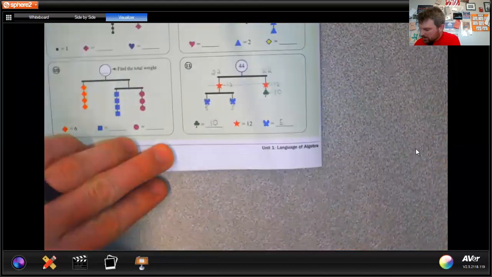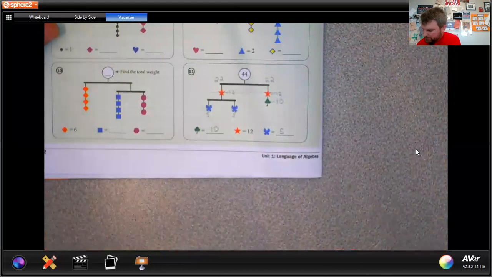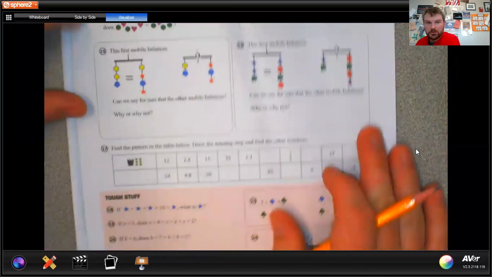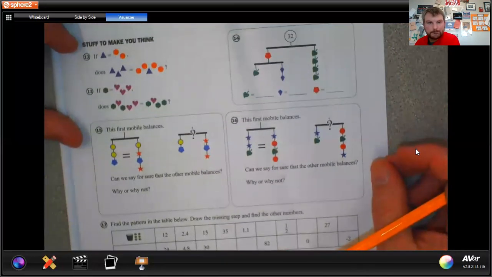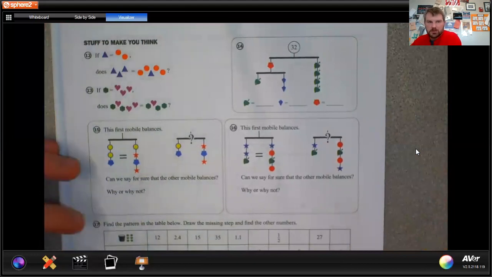Okay, here I'll leave number 10 for you. You got to fill out the final weight on that one. Okay. All right, let's flip it over. Stuff to make you think here, okay?